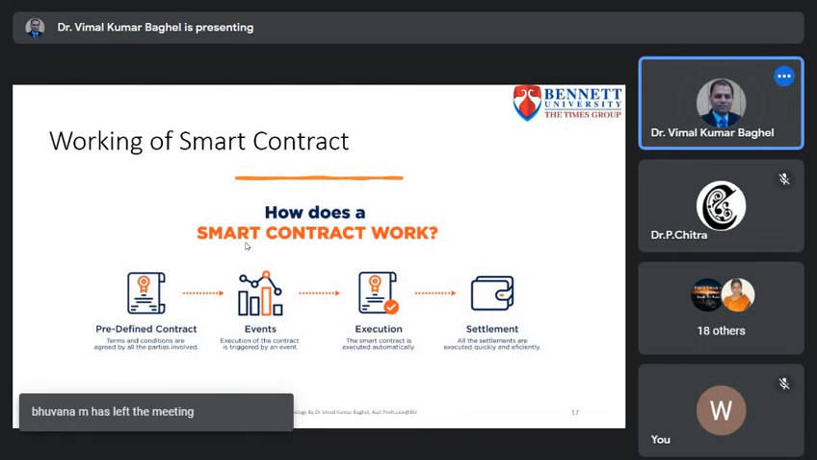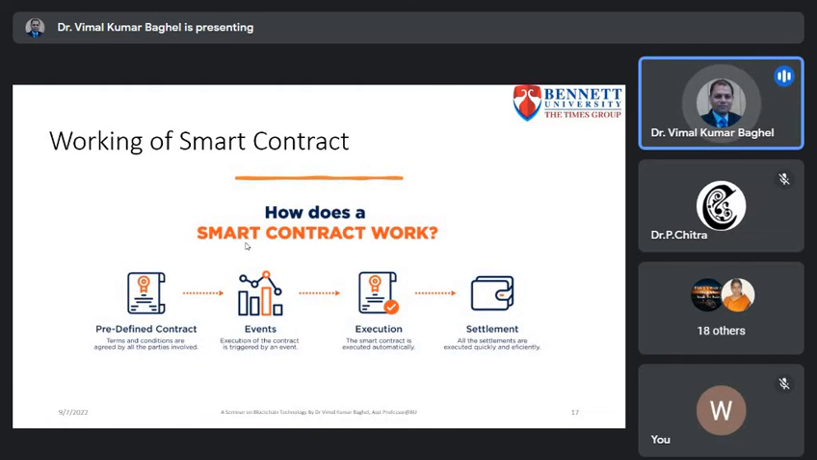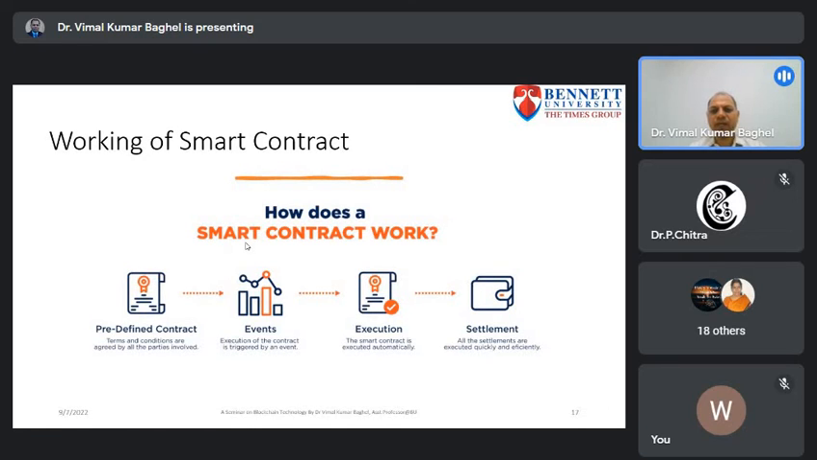and triggered. And once these events are triggered, the smart contracts are executed automatically when the predetermined conditions are satisfied. And then finally, the settlement, that is, all the statements are executed quickly and efficiently. So these are the steps, you can say the chronological order in which our smart contract works. That is, predefined contract, then event triggering, then execution of the contract, then final settlement of all the executed blocks, and then finally storing those blocks onto the blockchain.